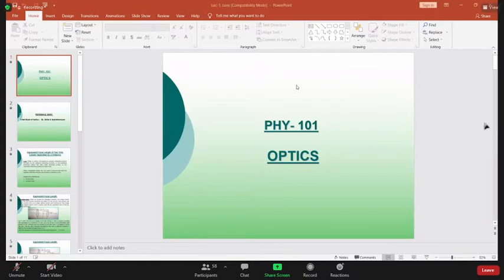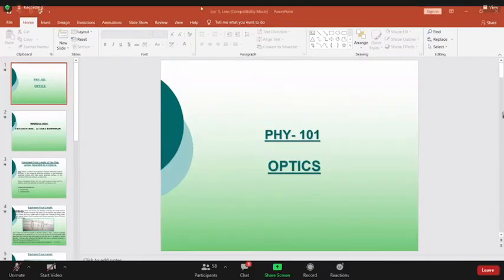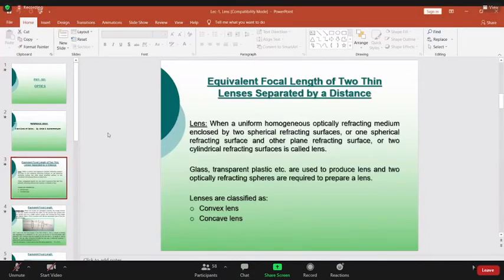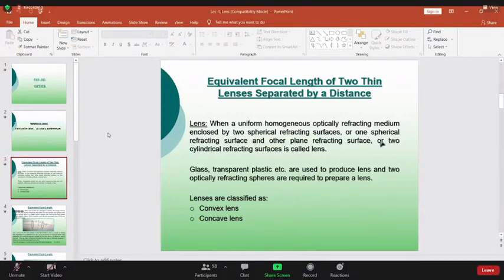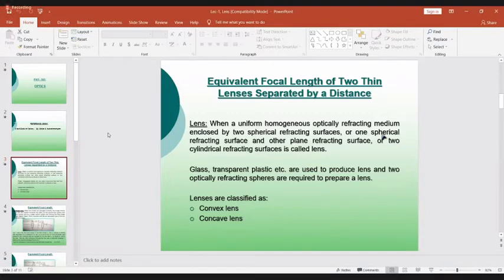Can you tell me what is lens? What is lens? Ma'am, one kind of media. Okay, lens is basically a uniform, homogeneous, optically refracting medium. Homogeneous means the material is the same type. Optically refracting means that when light is passed through, light can pass through the lens.